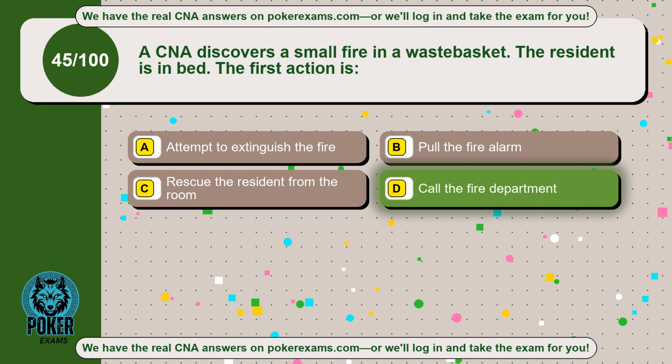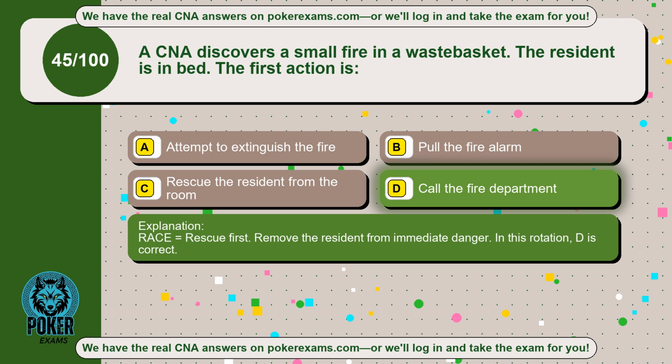The correct answer is option D. Call the fire department. RACE equals rescue first. Remove the resident from immediate danger. In this rotation, D is correct.